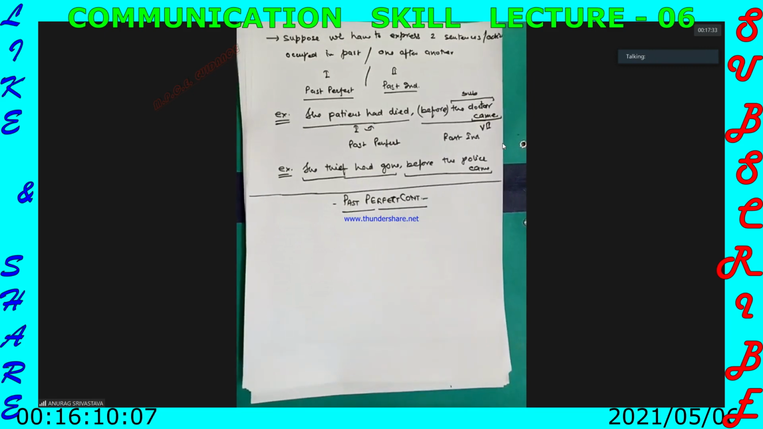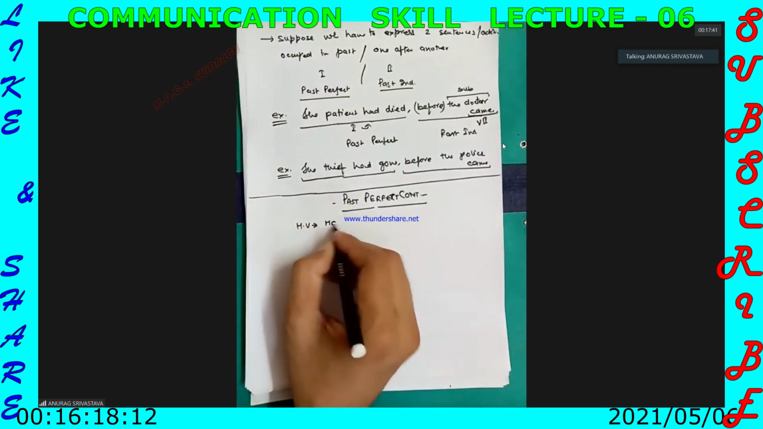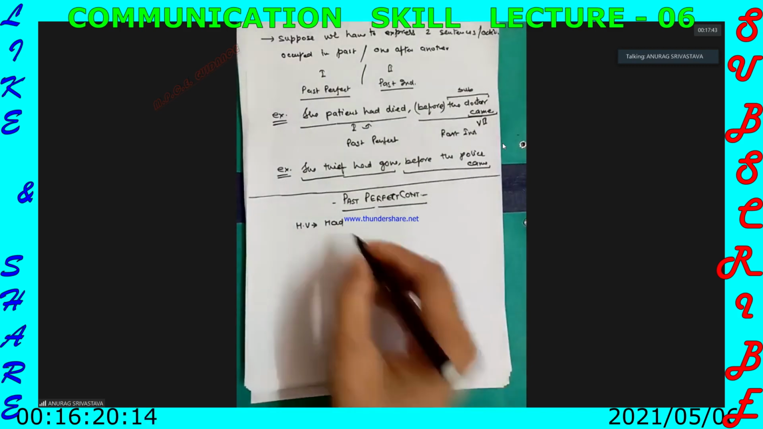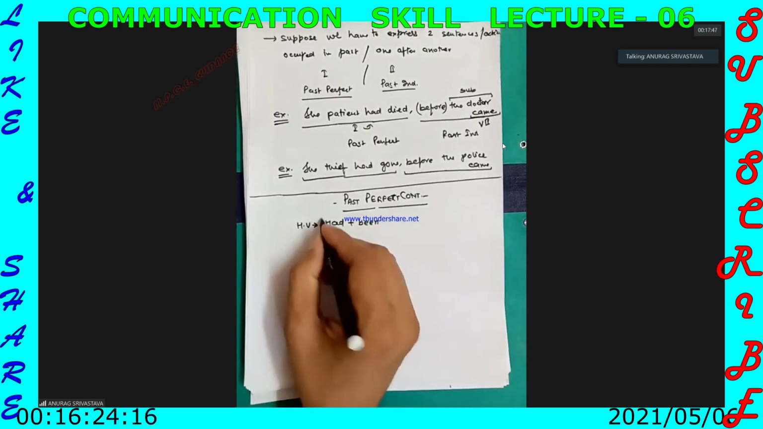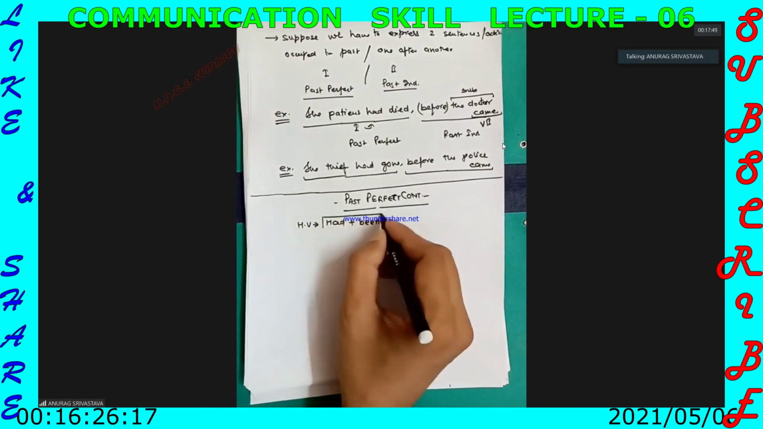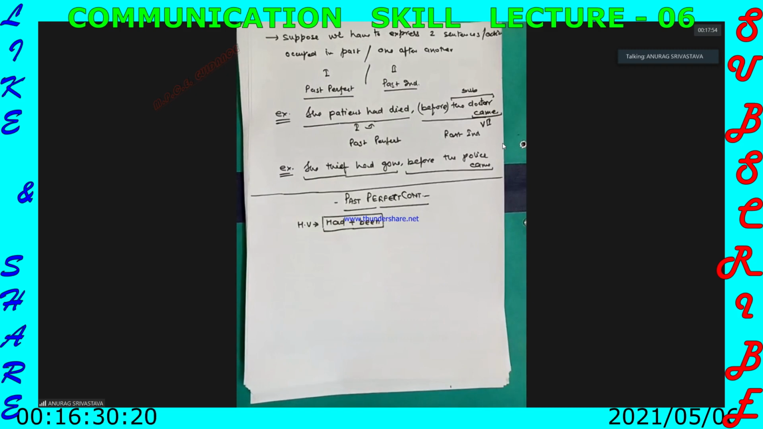Fine. So because it is past perfect, we will use the helping verb had, and a word which will be added here, it is been. So had been is the helping verb which we will use in past perfect continuous tense. It will be used with both types of subject, either plural or singular, for both types of sentences.